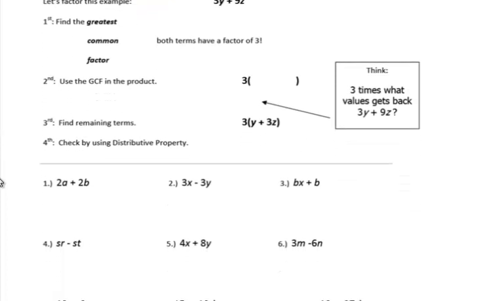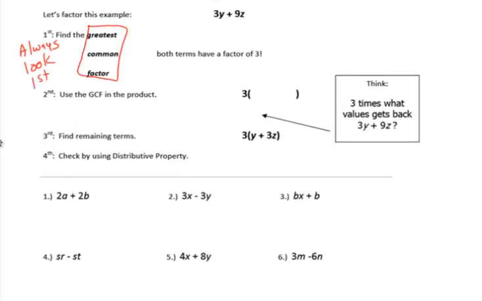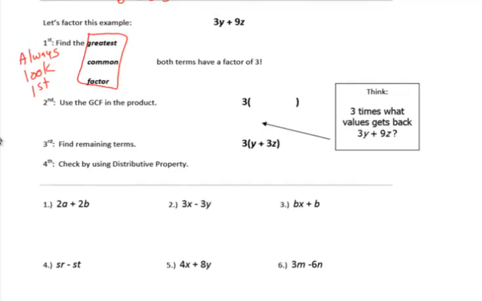Now, when we factor, the first thing that we always want to do is find the GCF. Always look first for the GCF. In this example, we've got 3 and 9, so the GCF is 3. Now to get what's inside the parentheses, we divide each of those by 3. So use the GCF in the product.